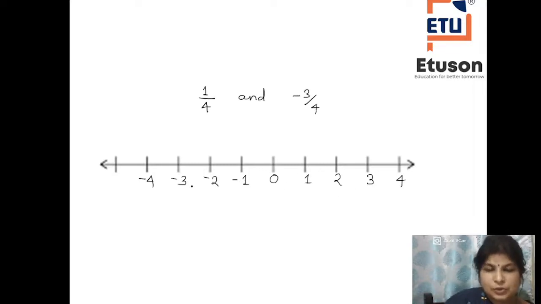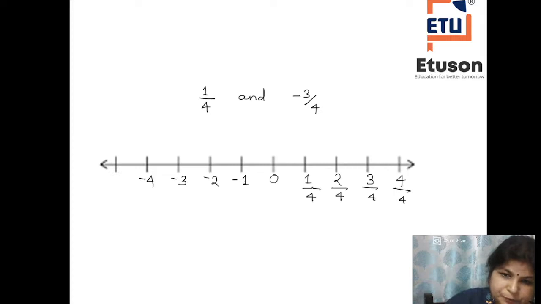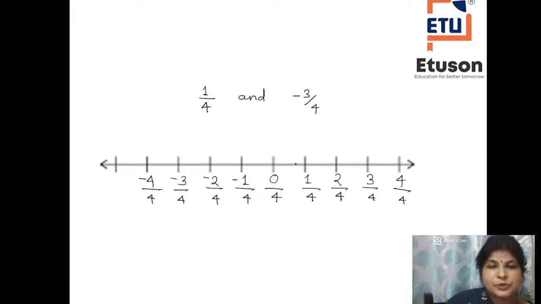Correct. So what I will do? I will just divide each number by 4, including your 0 also. Okay. So you have just written like this. Fine. So now what do you need? 1 by 4. So simple. So here this is your 1 by 4, and 4 by 4 you can write down here as 1, and here 0, and here minus 1.